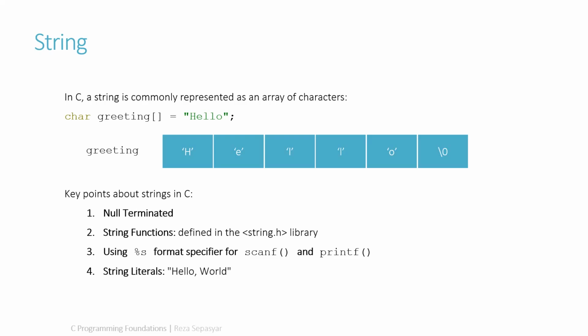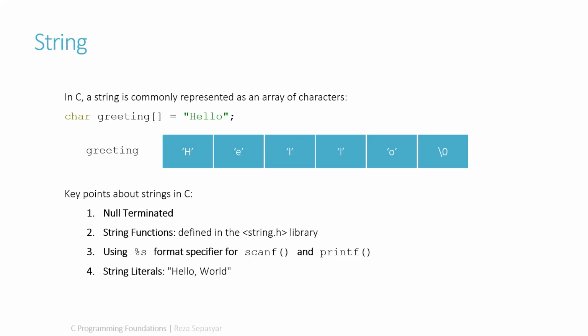Here are some key points about strings in C. 1. The null terminator. This null character is super important. It's how C knows where a string ends. Without it, C would just keep reading random memory. 2. String functions. There's a library in C called string.h that has all these handy functions for doing things with strings, like adding them together, comparing them, copying, and finding stuff in them.